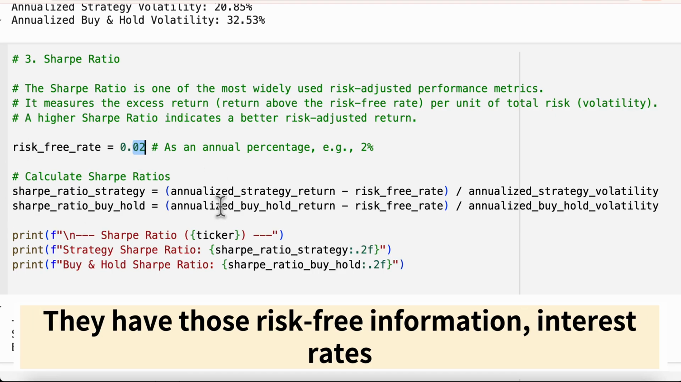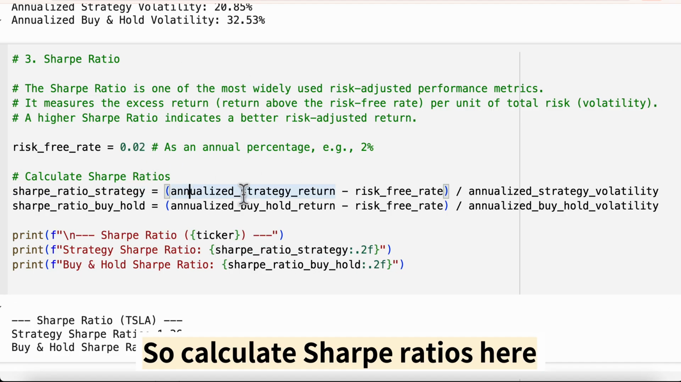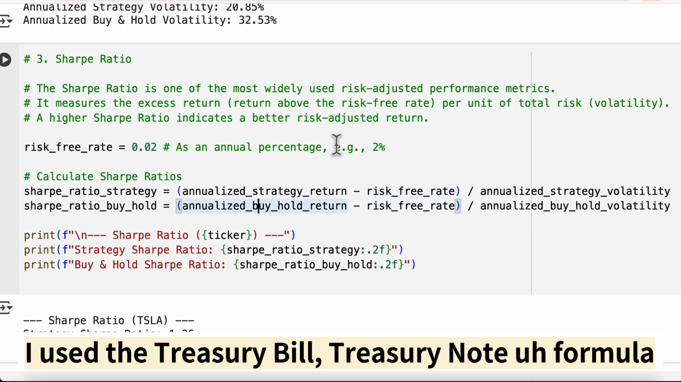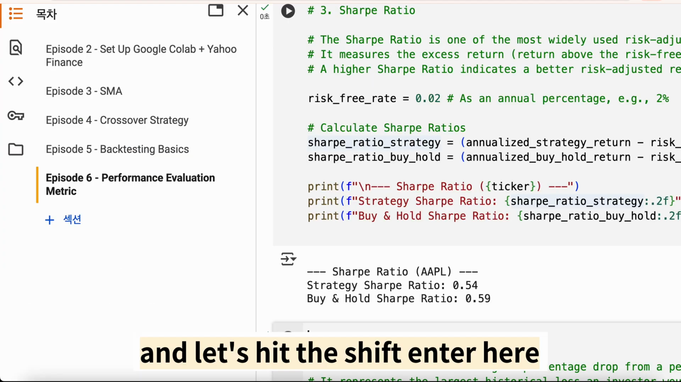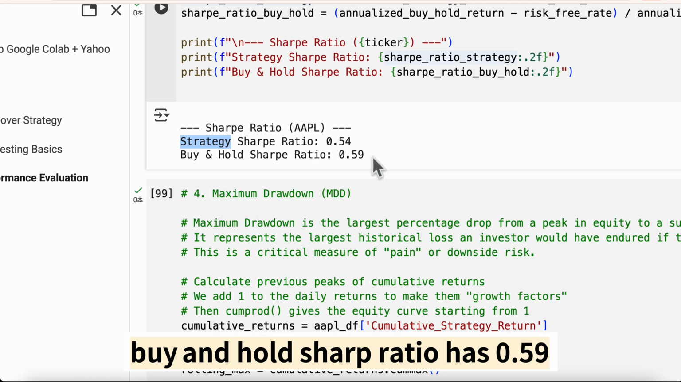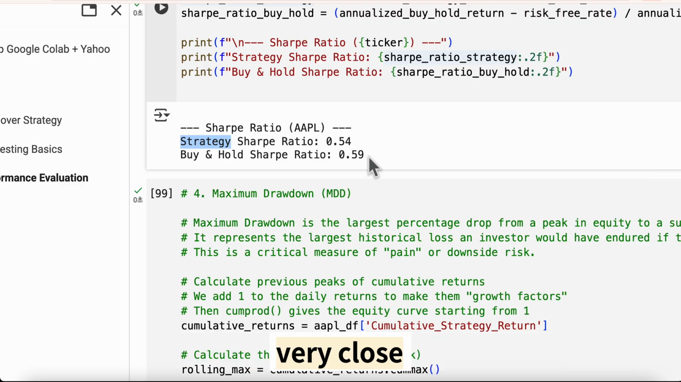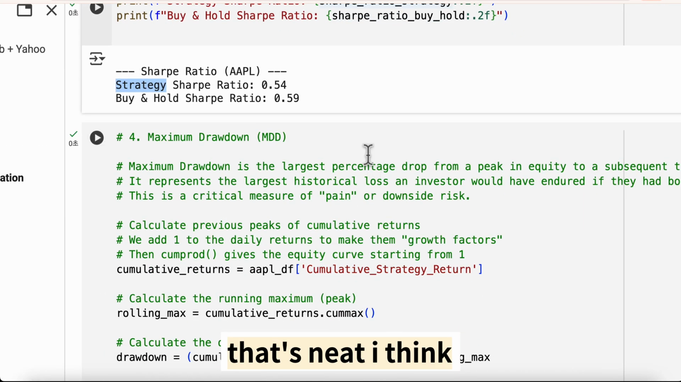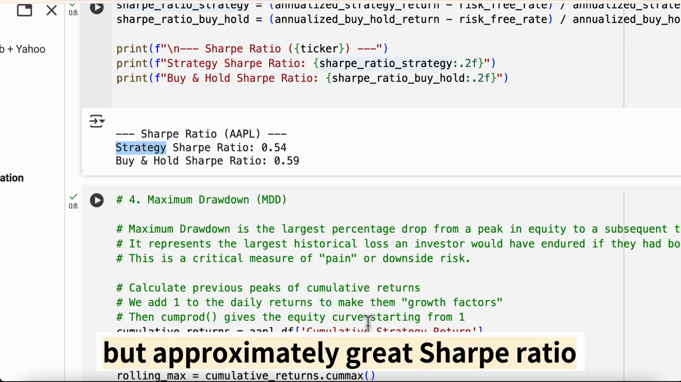They have those risk-free interest rates, so I calculate Sharpe ratios here. I used the formula, and let's hit Shift+Enter. Our strategy, the SMA crossover, has a Sharpe ratio of 0.54. Buy and hold has a Sharpe ratio of 0.59. Very close. That's neat, I think. We are getting less profit, but approximately the same Sharpe ratio.